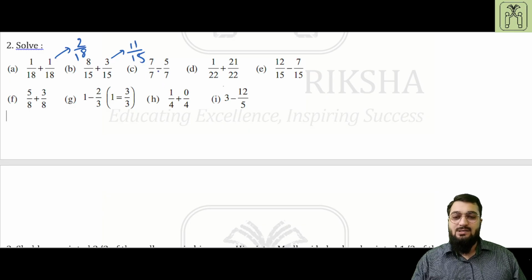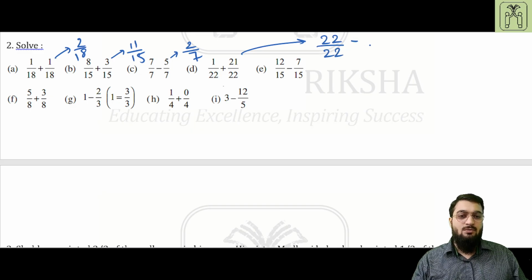Okay, so part C, again the denominator is the same, 7 minus 5 is equal to 2, so this will be 2 upon 7. Coming to part D, again the denominator is the same, so 1 plus 21 is equal to 22 and this will result in 22 upon 22, which will be further simplified into 1 upon 1 or can simply be written as 1. You write all three of them down with equal to signs so that the teacher can understand that you have obtained this answer after obtaining the following.